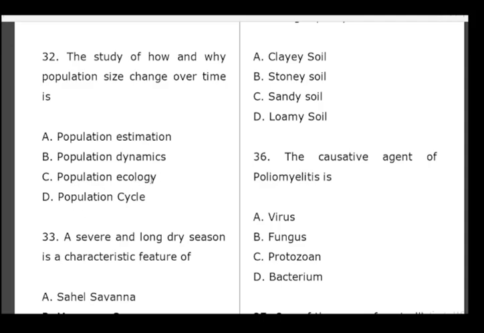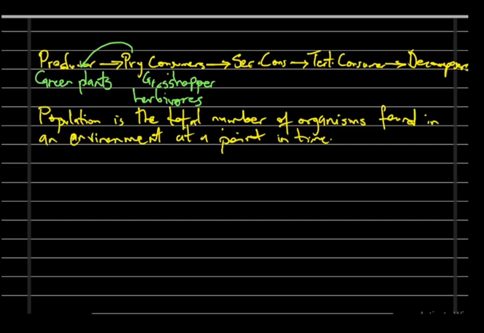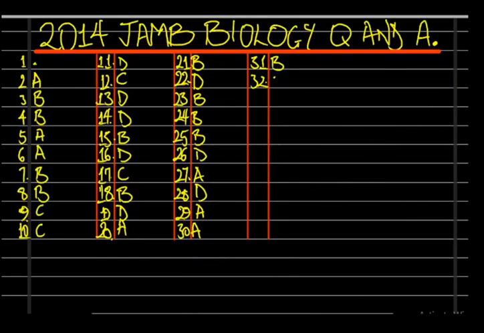And then population ecology is talking about the ability of the organisms there to interact with their non-living environment. And then population cycle, that is not also it. So the answer is option B, which is population dynamics, the changes that can be seen in the population size. So that is our answer to question 32. That is option B.